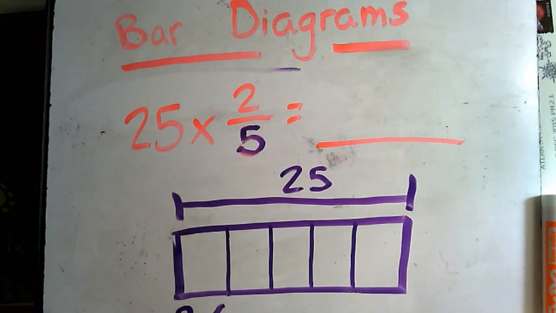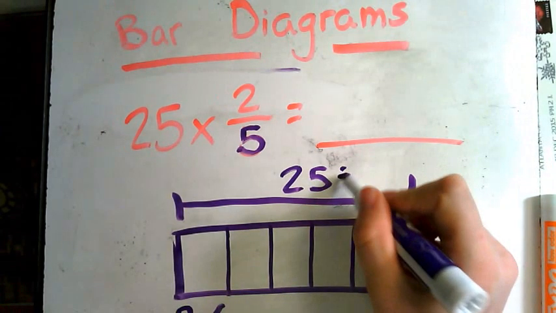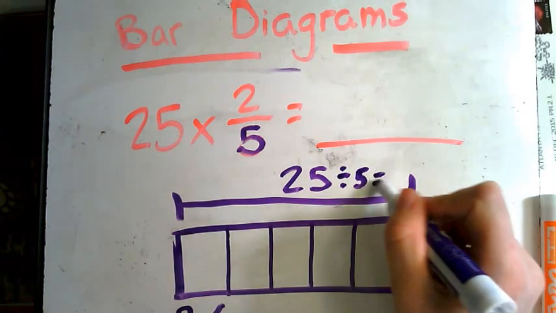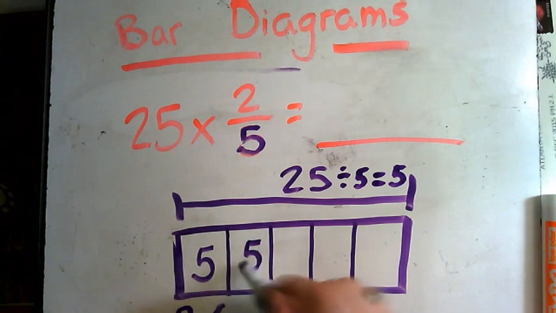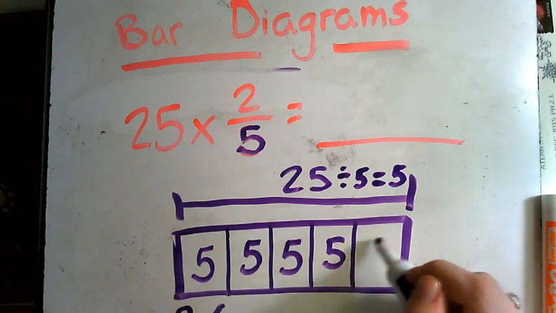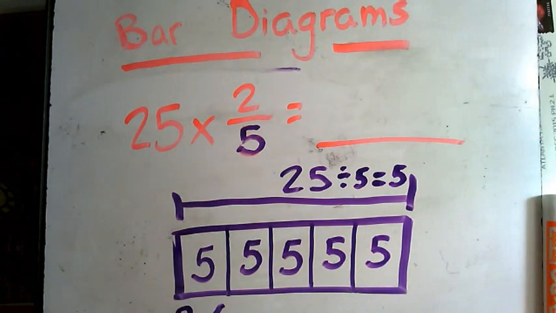So we have to then figure out how much each part is worth. 25 divided by 5 equals 5. So I know 1/5 is worth 5. Each piece is worth 5.